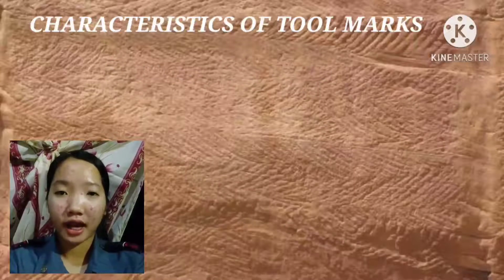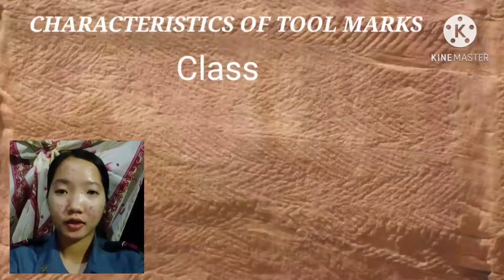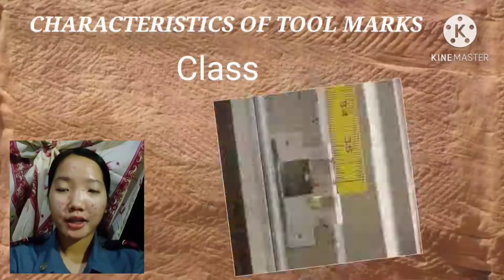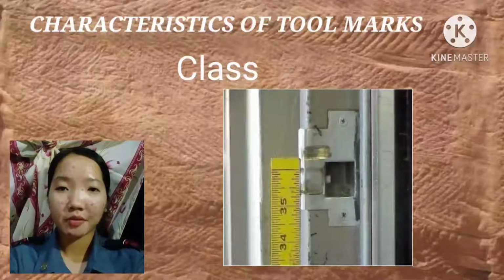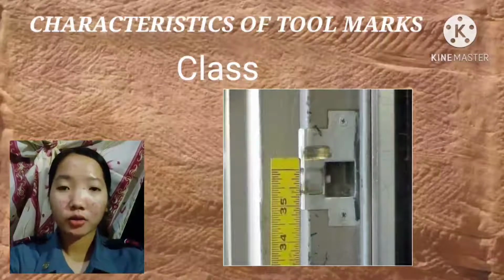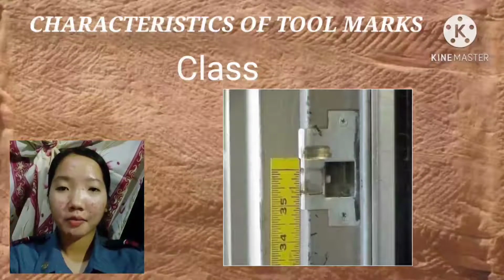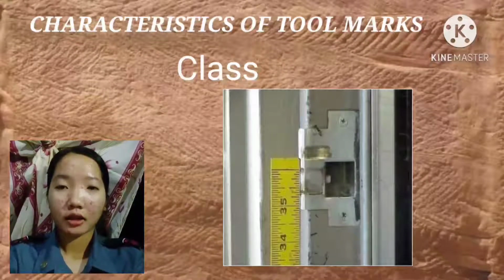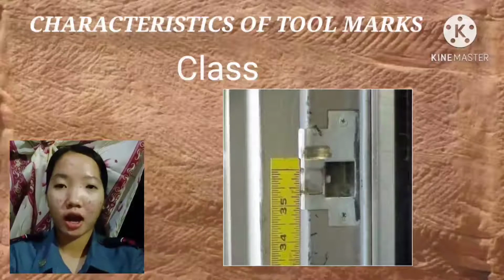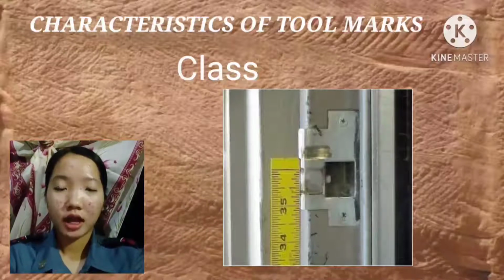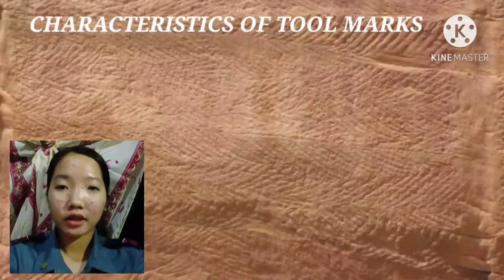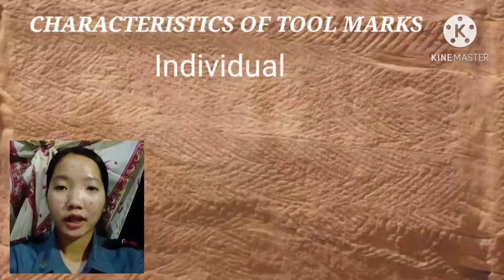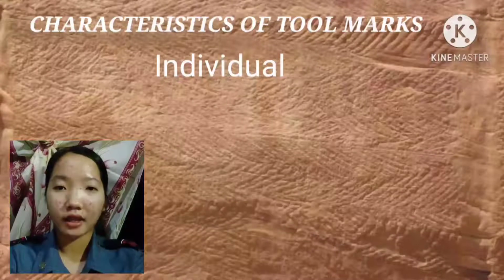So, first is the class characteristics. Dito ay inaalam ng examiner na ma-determine ang type ng tool or kung saan gawa ang isang impression at kung paano nagawa ang marks. The class has no permit for identification. Then the second is the individual. It is also called the accidental.